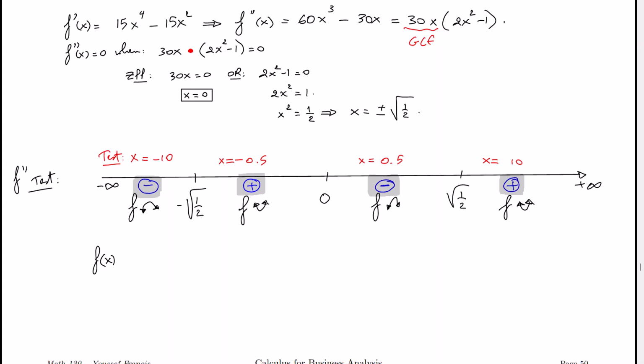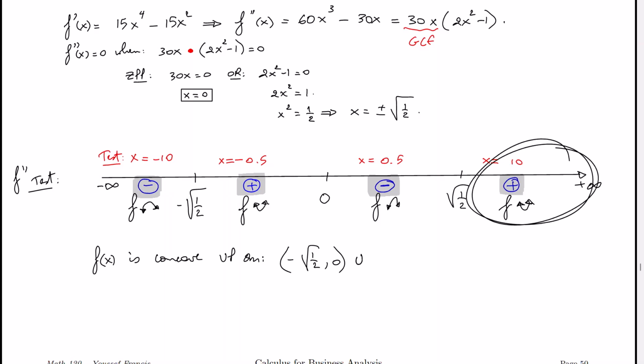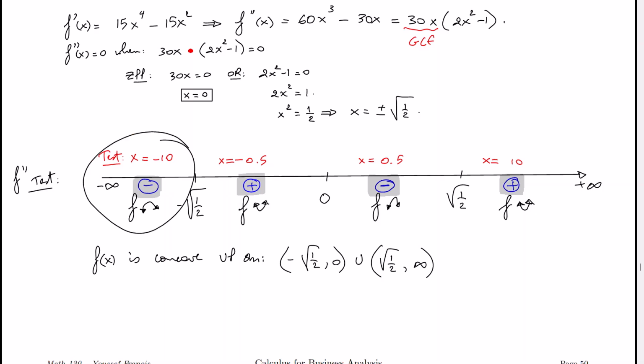So the function f of x is concave up on the interval from negative square root of 1/2 all the way to 0. And there's a second interval on which the function is concave up, so I'm going to have to put the union sign and then 1/2 comma infinity. So we're concave up on basically those two intervals, but we are concave down on the other two intervals, so we're going to write that next.